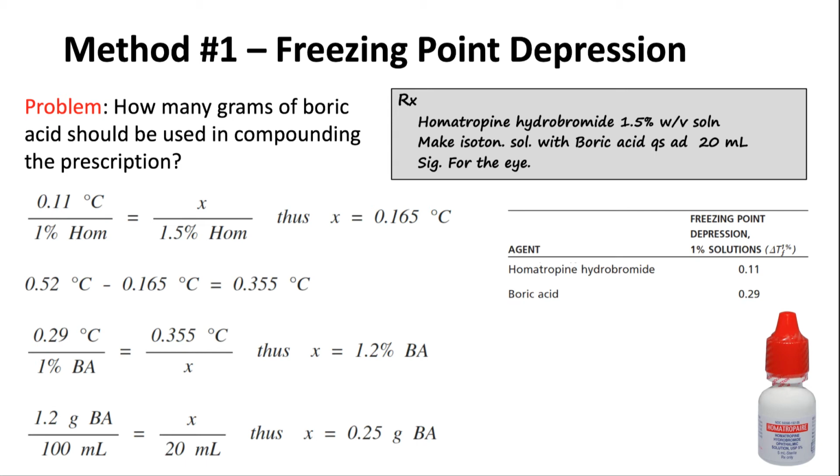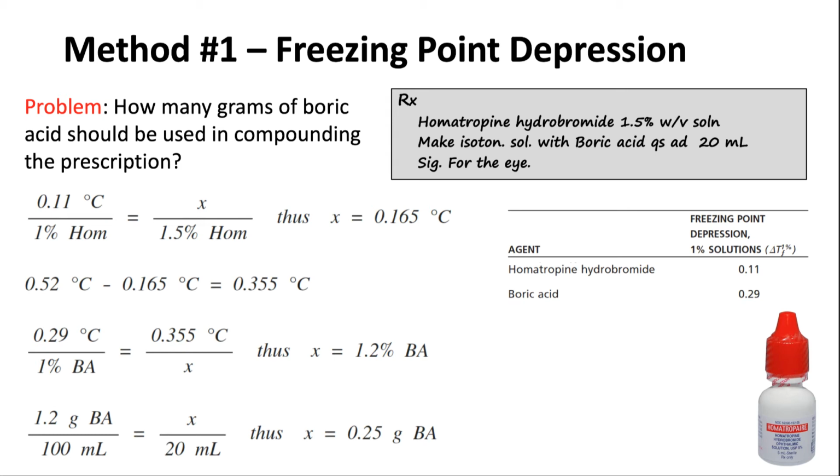The next question to ask is, okay, how much freezing point depression do I still need to get? So let's take our target, which we said for an isotonic solution is 0.52 degrees Celsius. Let's subtract the amount we're getting from the homatropine, which is the 0.165 degrees Celsius. We find the difference, and we see we still need to get 0.355 degrees Celsius reduction in freezing point. How are we going to get that? We're going to use boric acid.